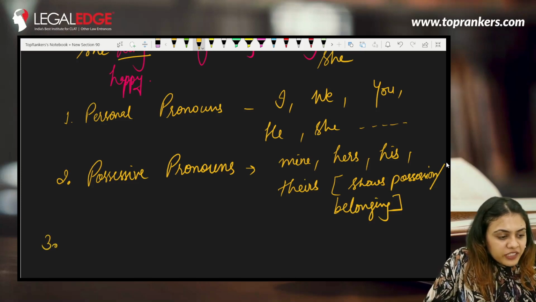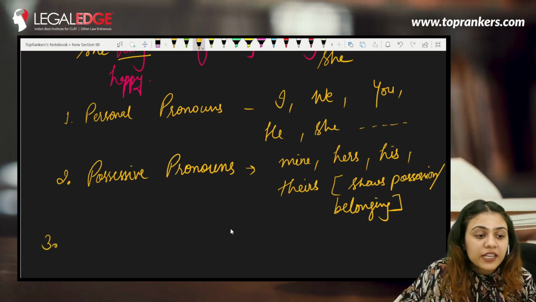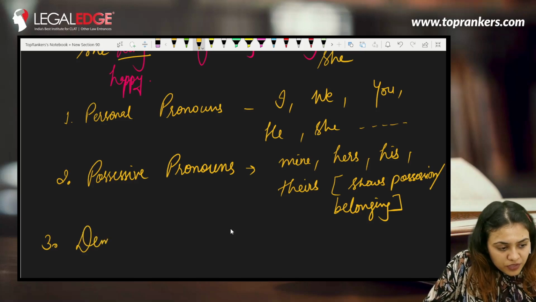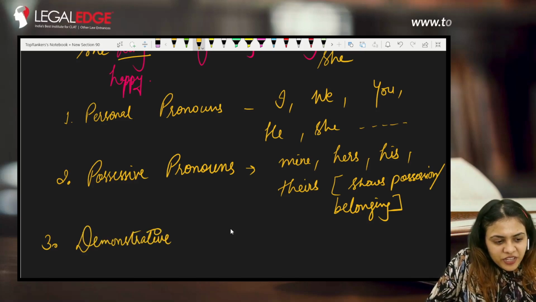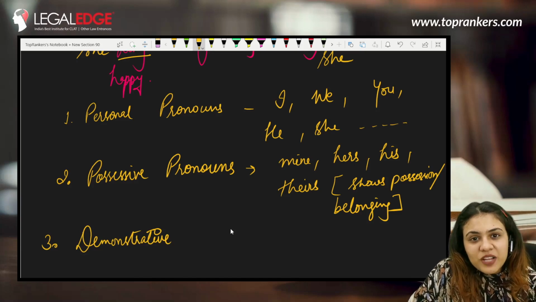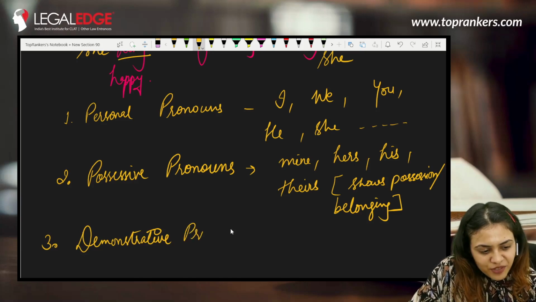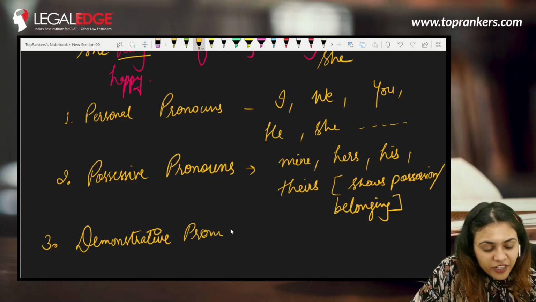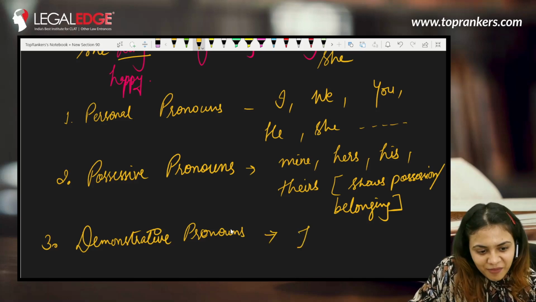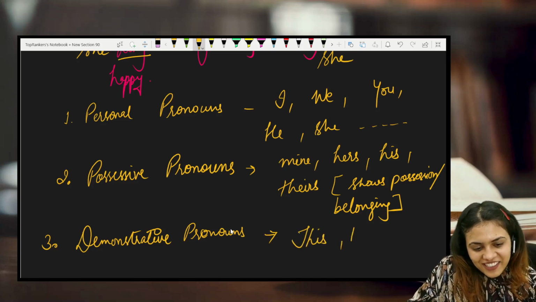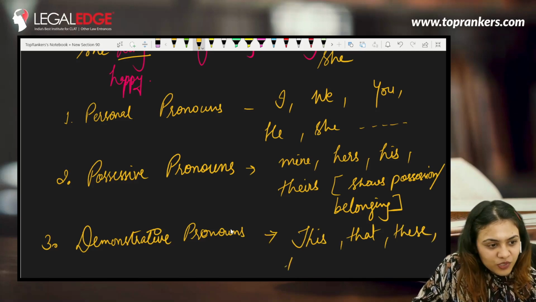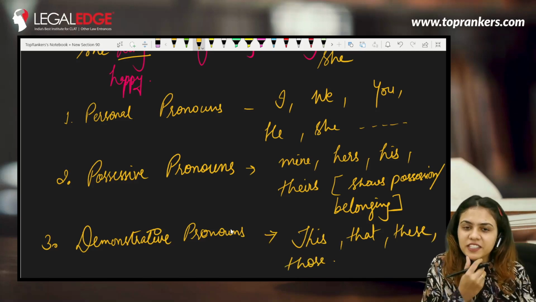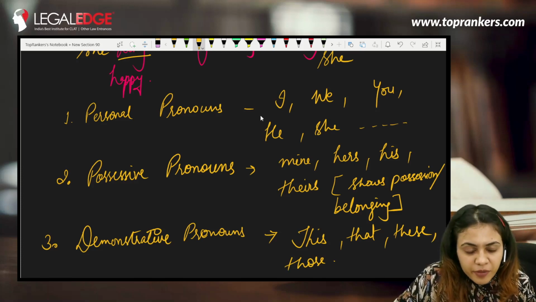The next important category here in pronouns is our demonstrative pronouns. There are just four demonstrative pronouns. Something that is used to demonstrate something is basically a demonstrative pronoun. So here, if I talk about those four, I think everybody has heard them before. This, that, these, and those, right? These are our four demonstrative pronouns.